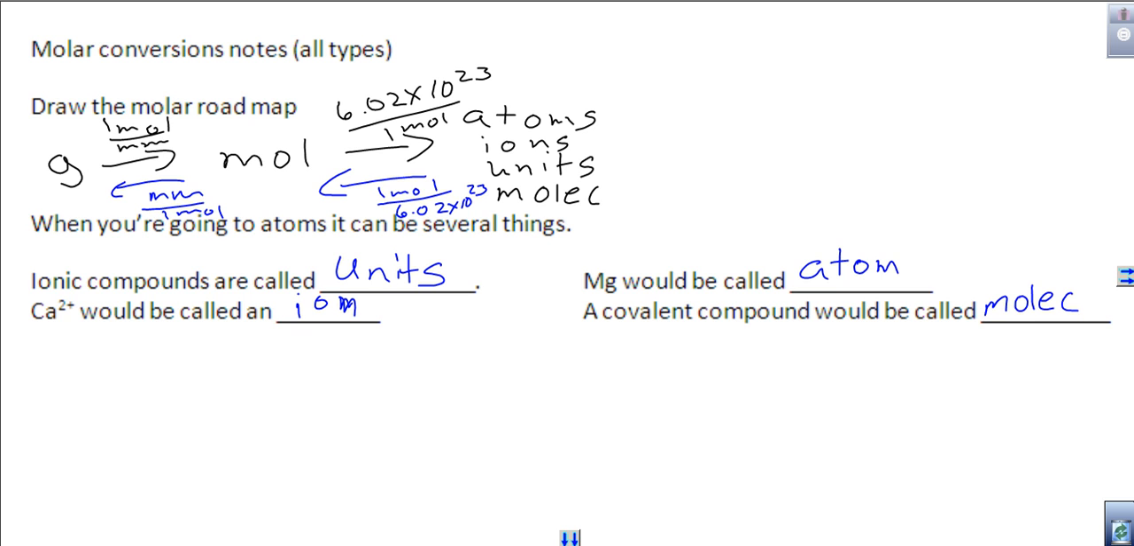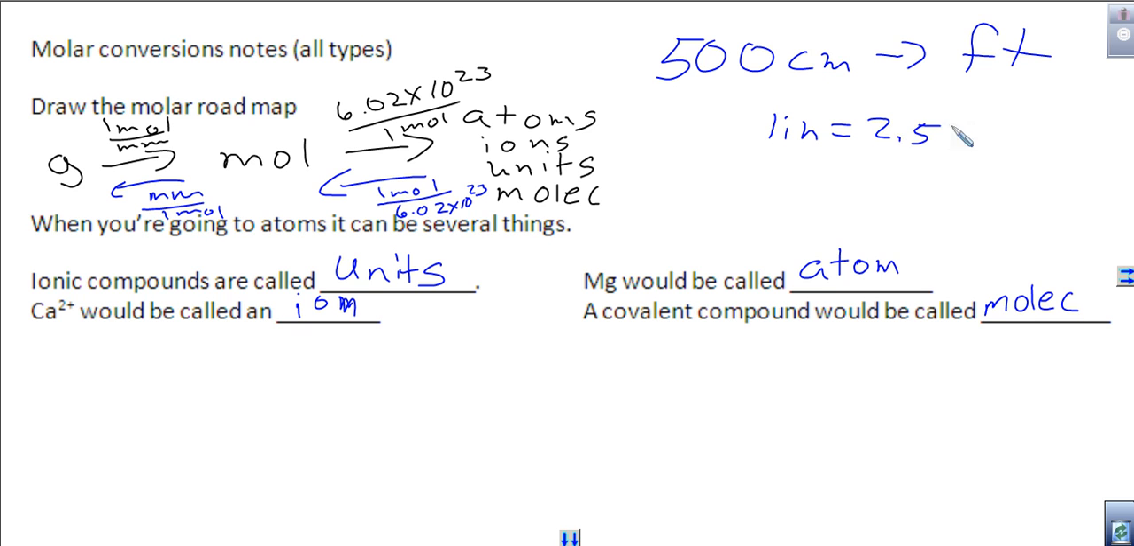Okay, so I'm going to use 3 lines. Now, this is equivalent to saying if I have 500 centimeters, I want to know how many feet I have. Do I know how many centimeters are in a foot? No. But I do know that 1 inch equals 2.54 centimeters. And then what else do I know? 12 inches equals 1 foot. So if I was drawing this out, I would have to use 3 lines because I'm going through 2 different conversions. So that's the same thing here.